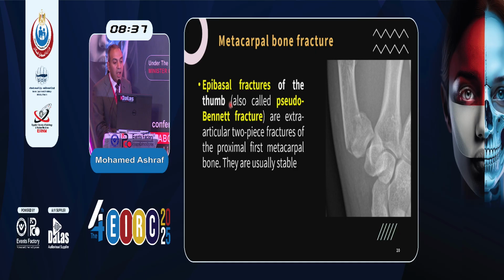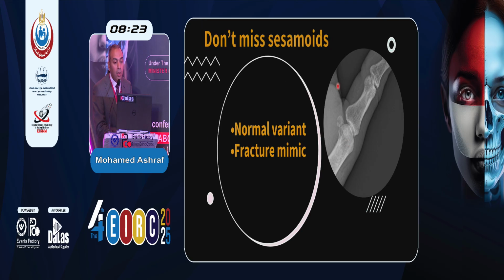And this is a metacarpal bone fracture, which is called epibasal fracture or pseudo-Bennett fracture. The bone is divided into two fragments, but it doesn't reach the articular surface. It's an extra-articular fracture. While assessing the fractures in the thumb, don't miss the presence of sesamoid bones, which are normal variants, and they are fracture mimics, but not fractures.